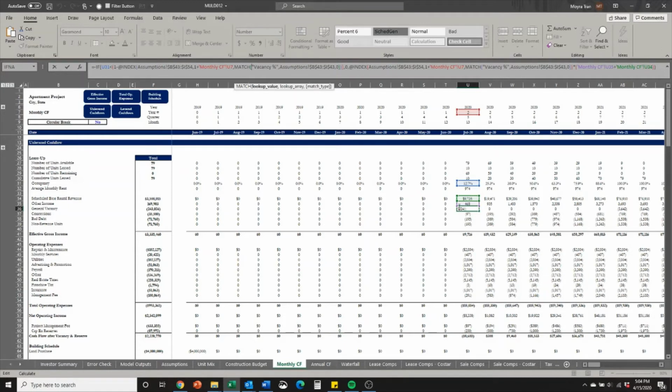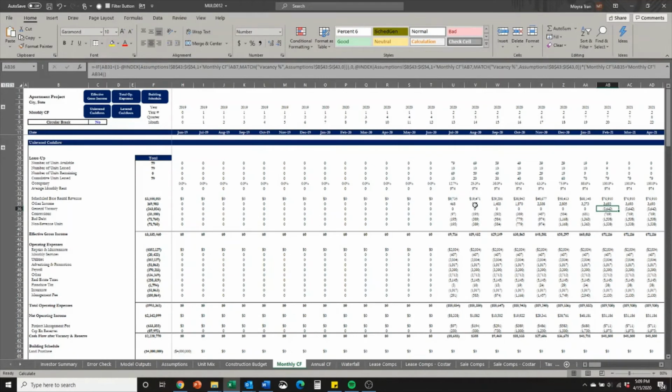It pulls that year's general vacancy percentage, and then it multiplies it by the other income and scheduled base rent revenue, which you can see here. Then it makes that negative, because with general vacancy we're not going to be getting that income, and it subtracts it from the scheduled base rent and other income. And here in the EGI line, it just sums it all up.